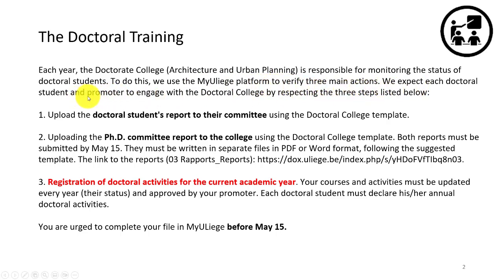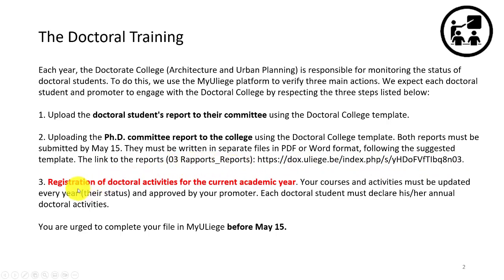We expect each doctoral student and promoter to engage with the doctoral college by respecting the three steps listed below. First of all, upload the doctoral student's report to the committee using the doctoral college template. Secondly, upload the PhD committee report to the college using the doctoral college template. Both reports must be submitted before the 15th of May. They must be written in a separate file in PDF or Word format, following the suggested templates, and in this link here you can find those templates under the folder 03 Reports.